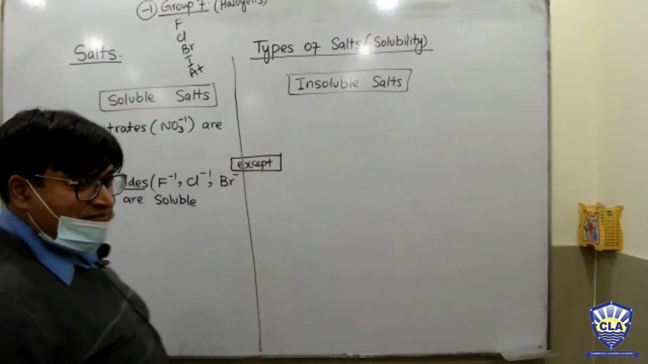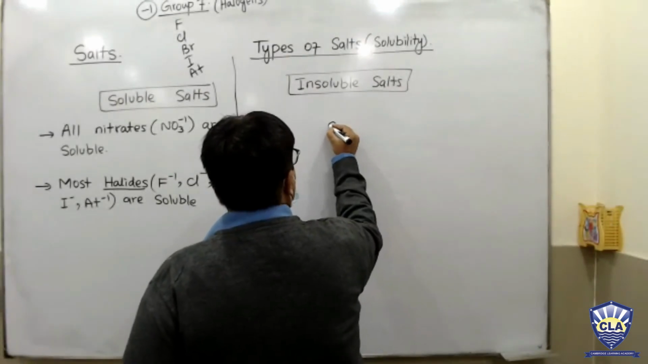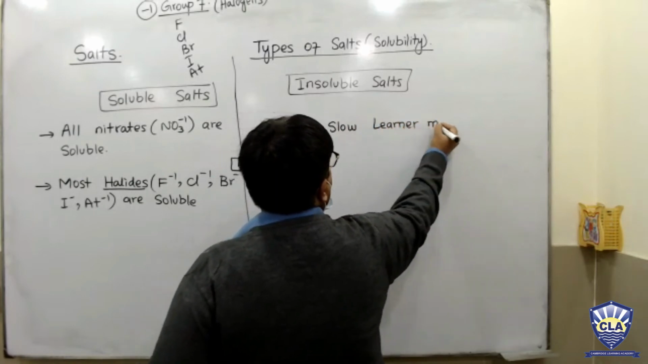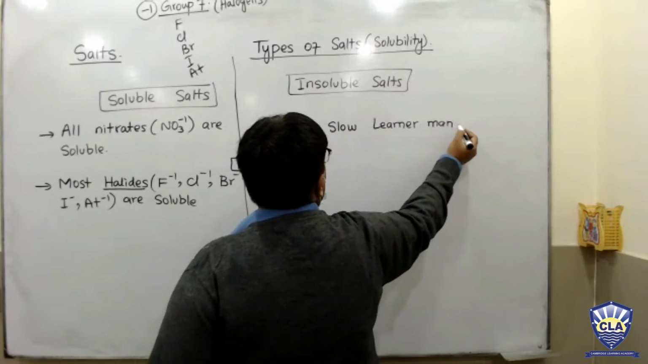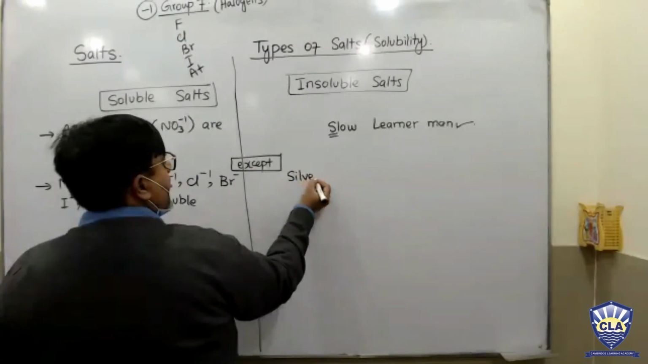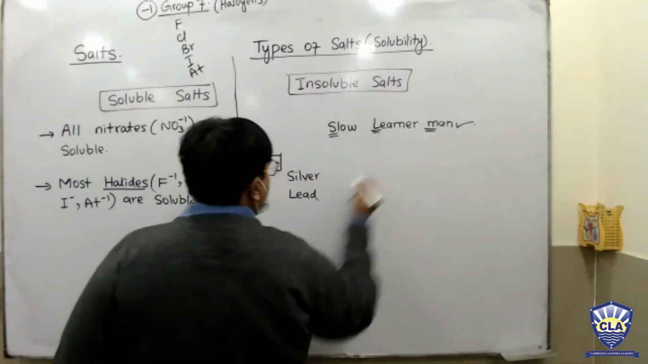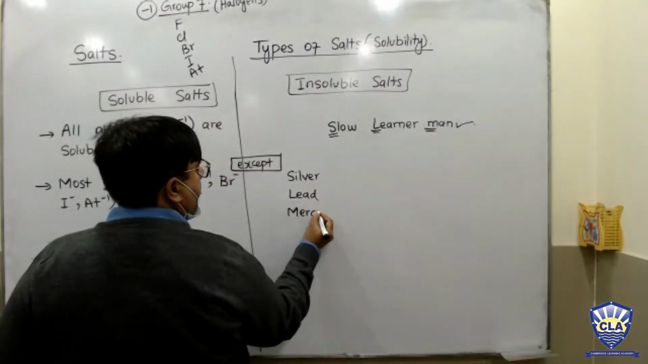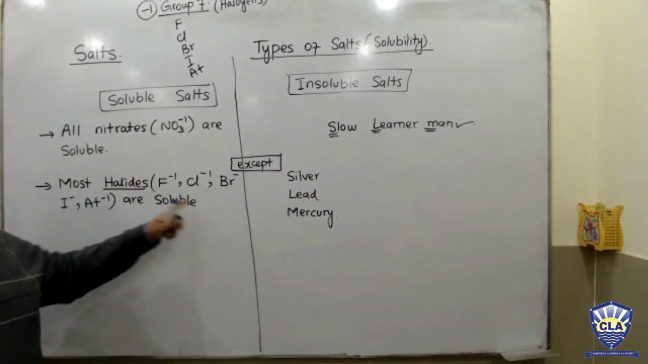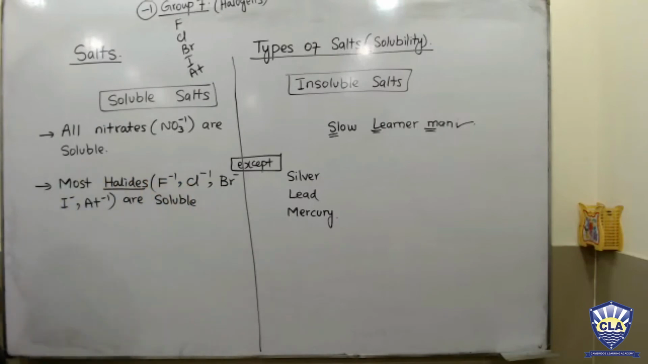To remember this exception, my dear, you should learn this phrase: the slow learner man. S comes from silver, L comes from lead, and M comes from mercury. So these three are the metals. If these three metals are joined with these halides, those salts are insoluble.